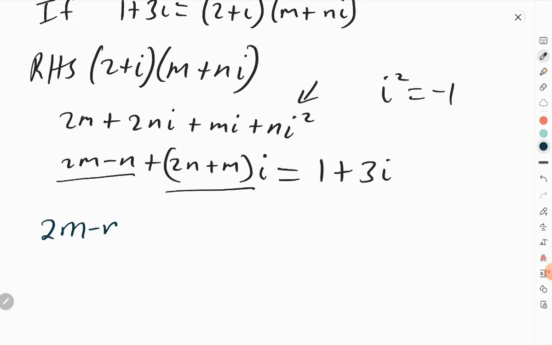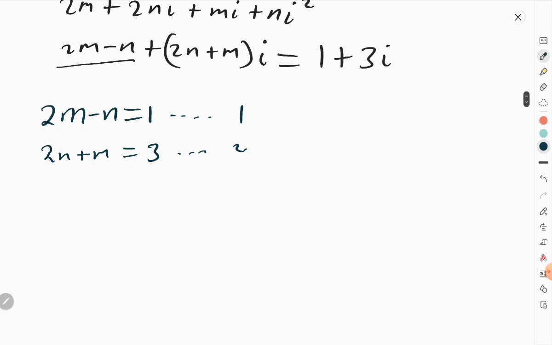Now let's have 2m minus n, which is equal to the real part on the other side, that is equal to 1. Then you can just call this equation 1. Then the second one, we are having the imaginary parts. They are going to be equal to each other. So we have 2n plus m is equal to the other imaginary part on the other side, 3. So we are going to solve these two equations simultaneously. Now we can just solve for m here. m is going to be equal to 3 minus 2n, solving it from the second equation, then we do the substitution.